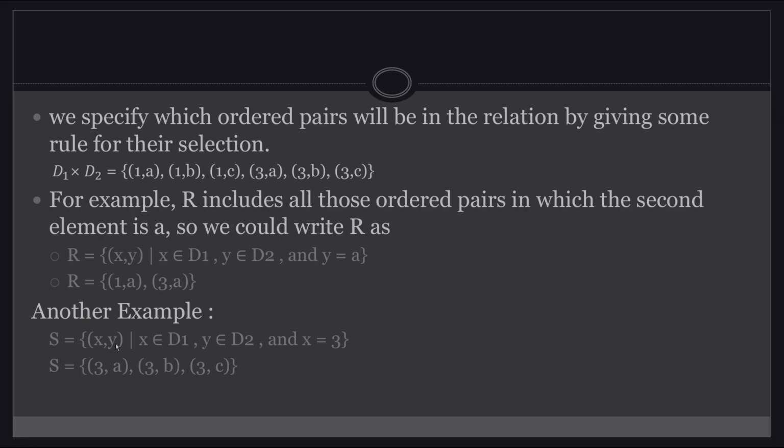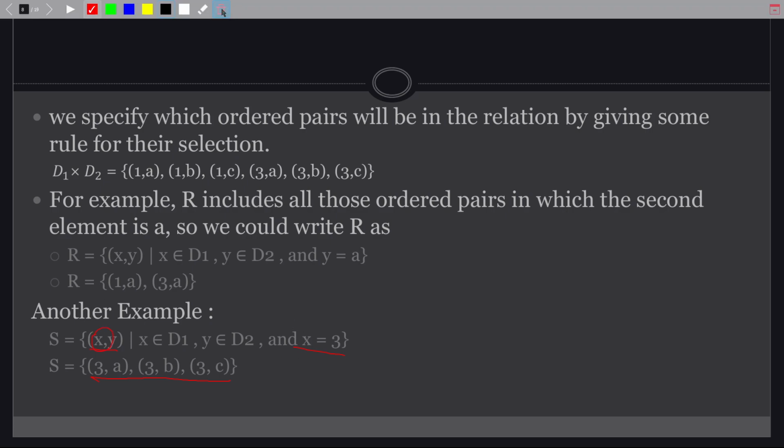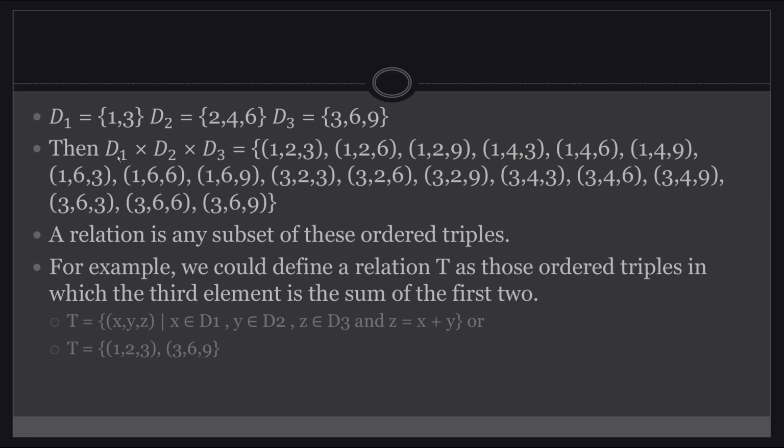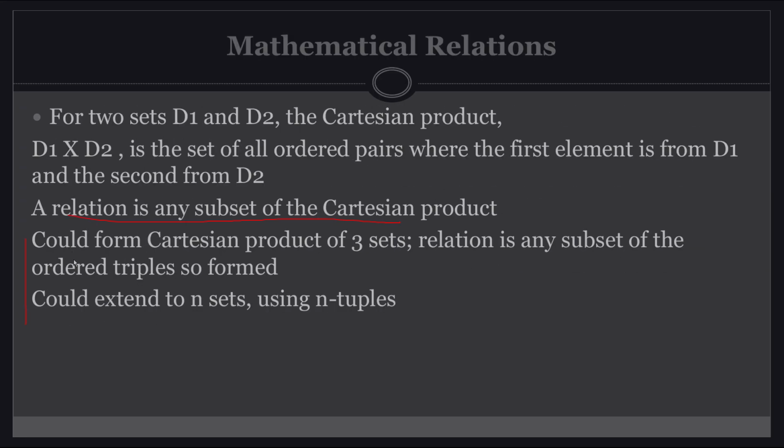Now another example is the one where x is equal to 3, okay? And that gives us 3A, 3B, and 3C. So x here means the first element of the ordered pair. Okay, now let's go back here.